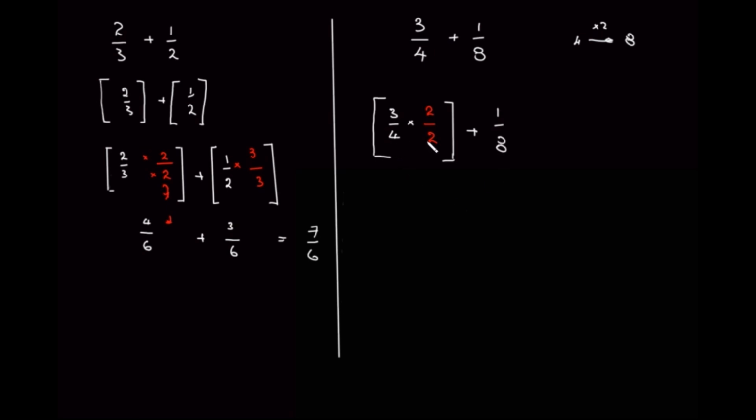Now 4 times 2 is 8. 3 times 2 is 6. There's the plus, and there's the 8th. The size indicators are now the same, so I can directly add the counts, and that will give me 6 plus 1 is 7, and they are of size 8. Straightforward, isn't it? Let's do a couple more.